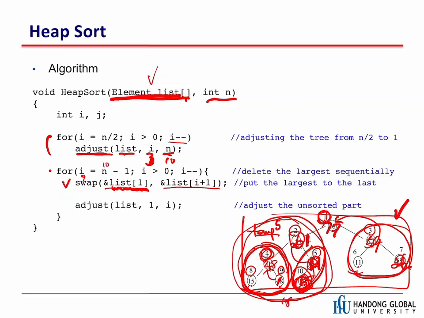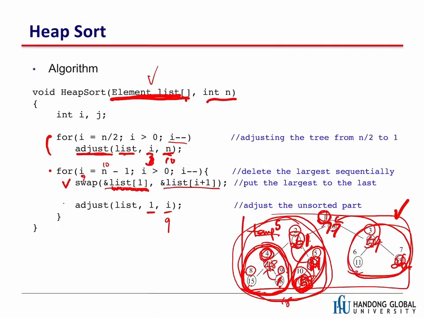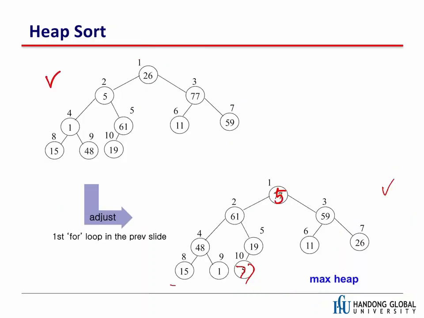Then the next step, we are going to call this adjust function one more time, but the indexes are different. The root is 1, and then I is 9. What are we doing here? So we just swap. Let me use this figure. So we just swapped. So now 5 is here and 77 is here. And then we called the adjust function passing 1 and 9.